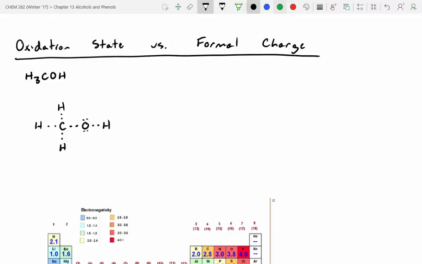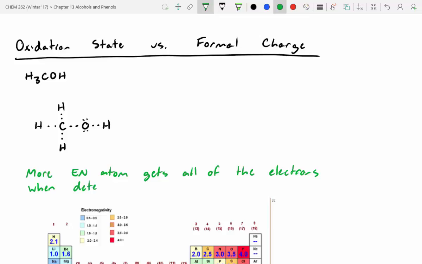And then the trick with oxidation state is that the more electronegative atom gets all of the electrons when determining oxidation number. And then the other thing I wanted to note is if it's a tie, then share. Okay, so let's do this with our methanol that we've got up there.